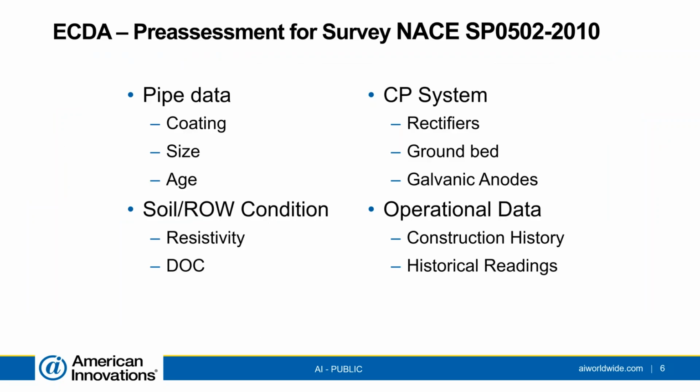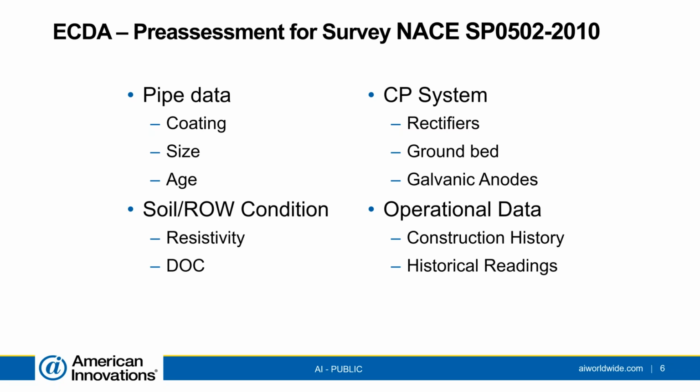So let's talk a little bit about pre-assessment. NACE SP0502 calls out a lot of pre-assessment items. These are just a few that we'll highlight here. Pipe data. What's the coating of this pipe? What's the size? What's the age? Coating affects a lot of things. Size will too. Age. Is this a 1950s pipe, 70s, 80s? Is this a brand new FBE coated pipe that's just been put in the ground?